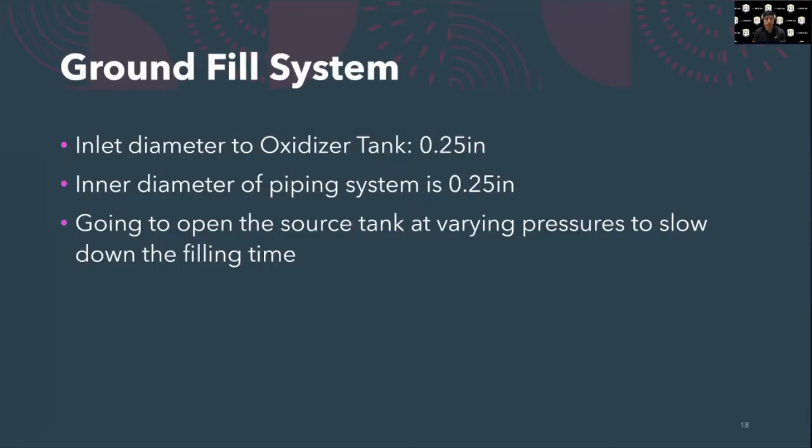As for the ground fill system, the inlet diameter of the oxidizer tank is going to be 1/4 inch, and the inner diameter of the piping system is going to be 1/4 inch. What we're going to do with the source tank is vary the pressure using a pressure regulator so that we could safely fill the oxidizer tank with slower times if we need to.